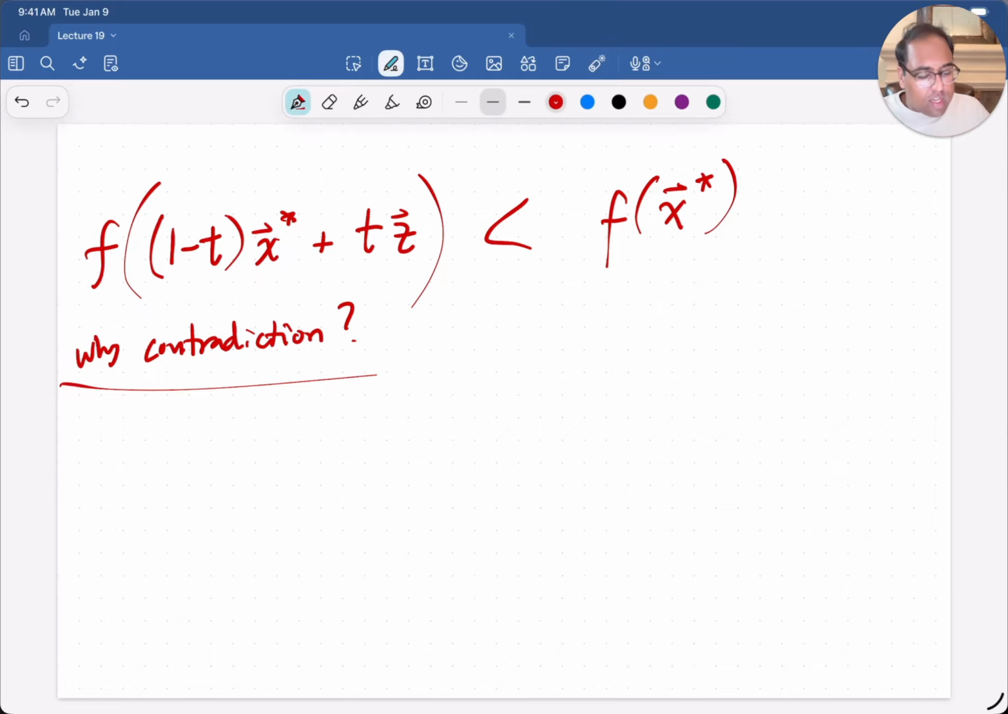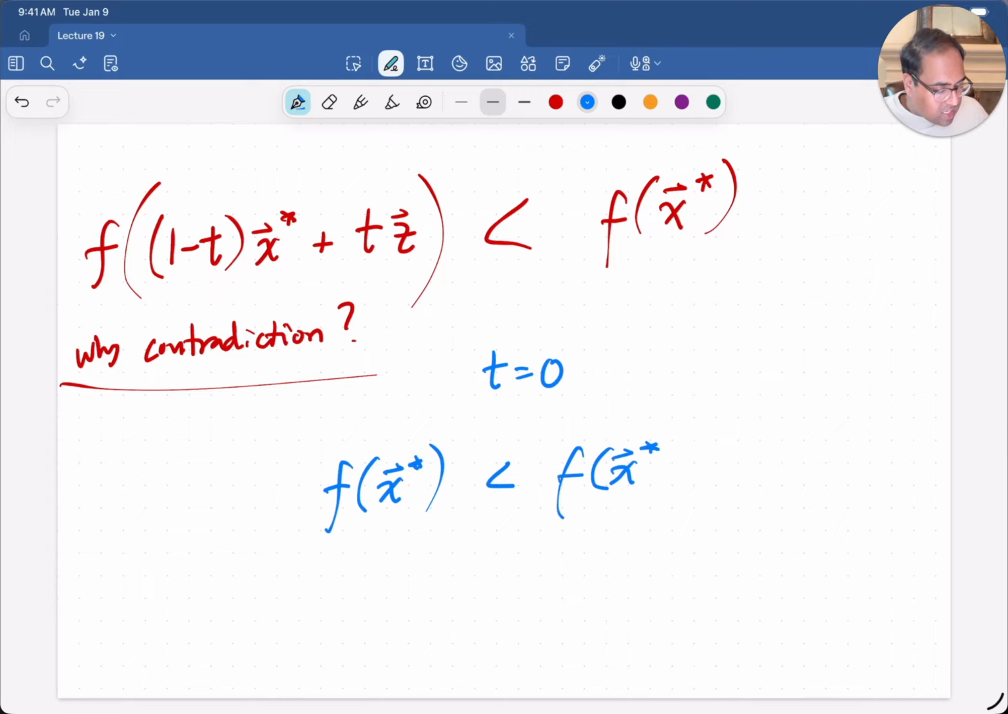But again, the easier way to see the contradiction is just plug in t equals 0, and then on the left you get f of x star, and on the right you have f of x star, and of course, a number cannot be less than itself. And there's your contradiction again.